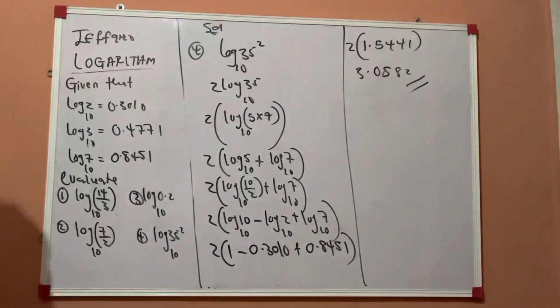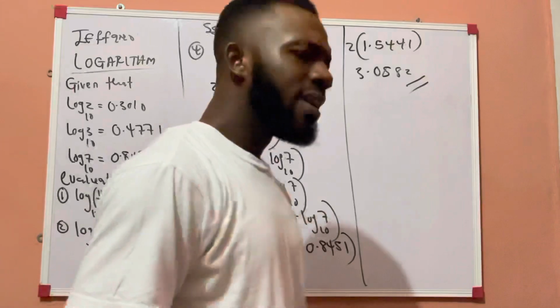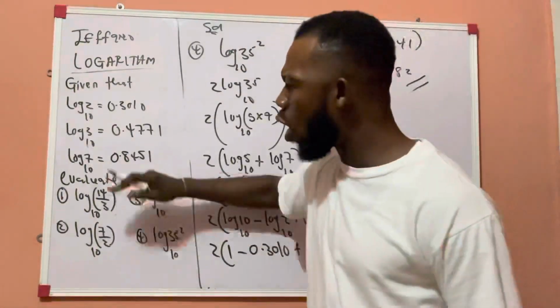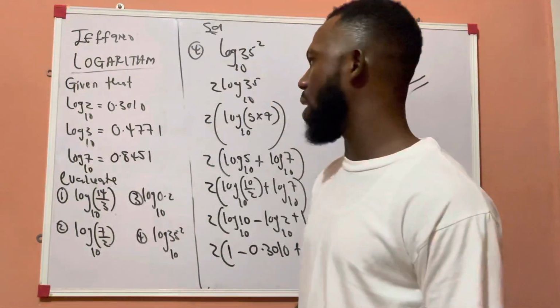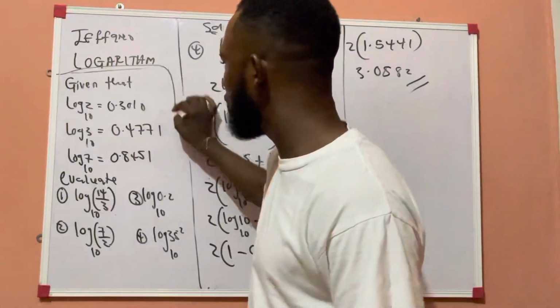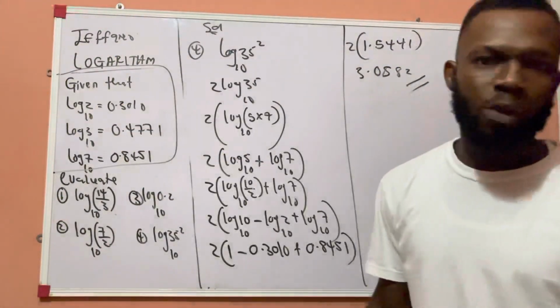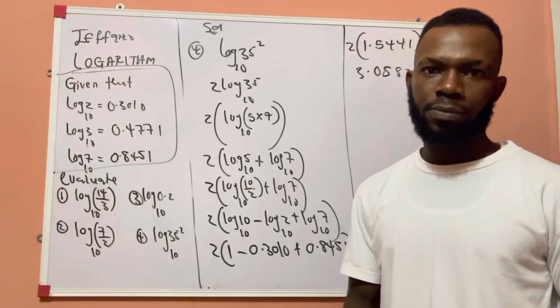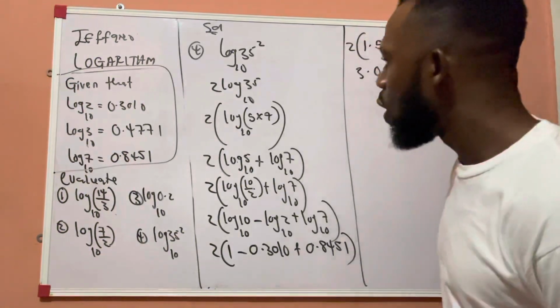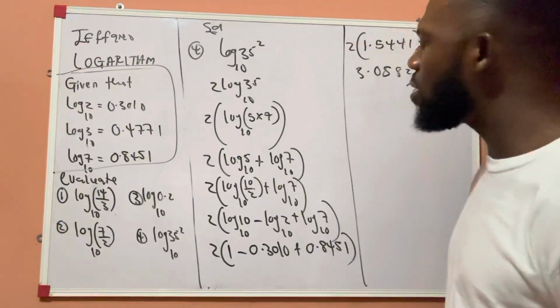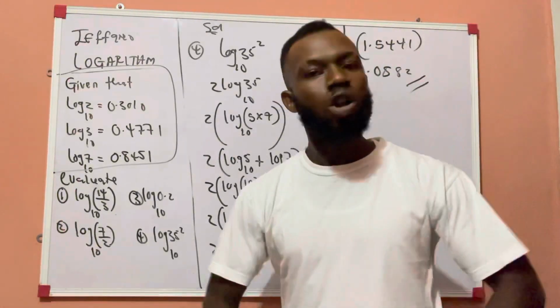So class, we have been able to simplify or evaluate these 4 questions given this theory law with the help of the expansion method. In our next class, we are going to be looking at further examples on logarithm.